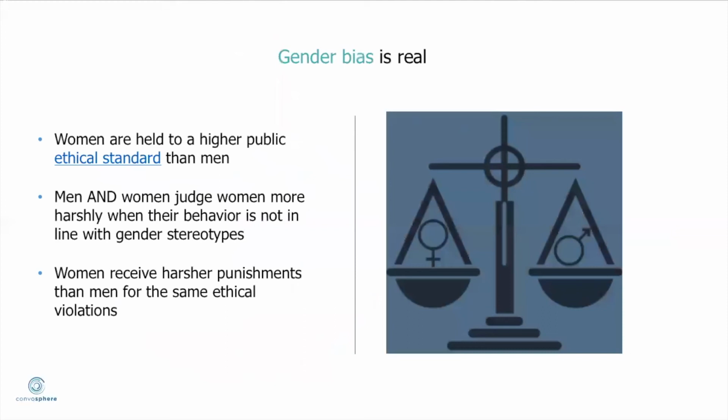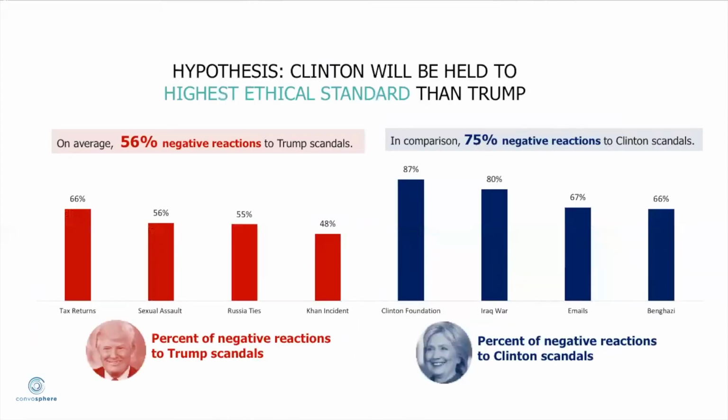And what happens then if a man or woman violated an ethical standard? Well, then women are judged more harshly for a violation and receive harsher punishment for the same ethical violation. I mention this particular research finding here because it fits to the dynamic of this election. We had a woman and a man competing with each other, and both of these candidates faced numerous allegations and were involved in many scandals. So we wanted to see if people actually reacted differently to the scandals. We picked the 4 most prominent scandals for Trump and Clinton.